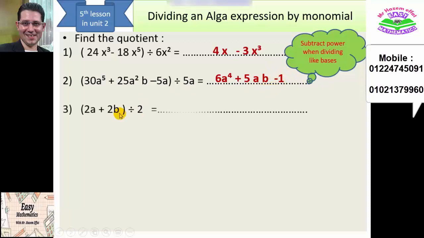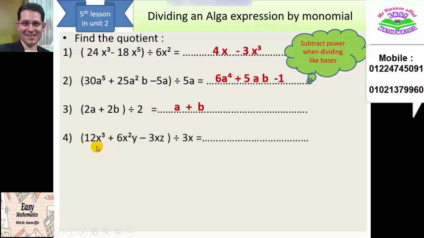Let's see more exercises. He gave me here 2a plus 2b divided by 2. This is called an absolute term. How do we divide this algebraic expression by this absolute term? We divide 2 by 2, which equals 1, and we write a as it is, so it equals 1a. And the same, 2 divided by 2 equals 1, and b stays as it is. It will finally equal a plus b.